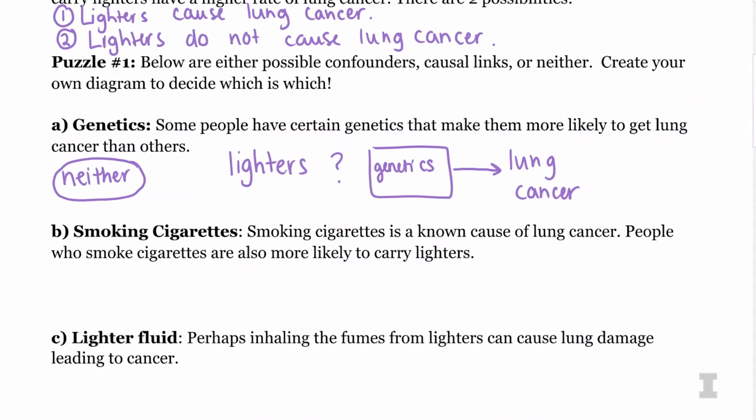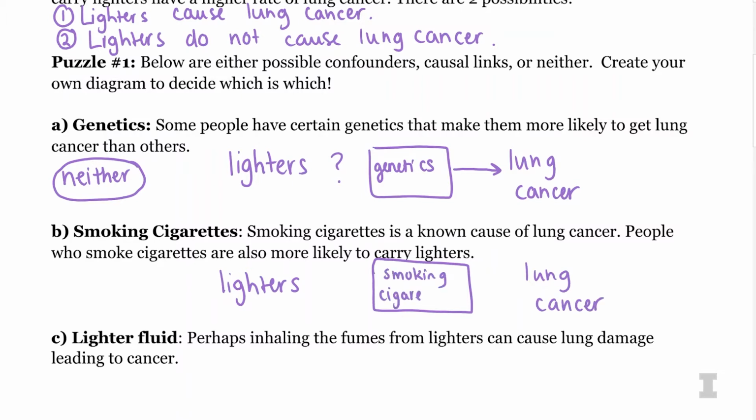The next one is smoking cigarettes. So we know for sure that smoking cigarettes does cause lung cancer. It's one of the known causes. So I have lighters as my treatment, lung cancer as my response, and then smoking cigarettes in my box. And like I said, smoking cigarettes is a known cause of lung cancer, so I'm going to draw the arrow from smoking cigarettes to lung cancer. And then it says people who smoke cigarettes are also more likely to carry lighters. So this is a classic example used to teach confounders. And smoking cigarettes is usually the obvious confounder.